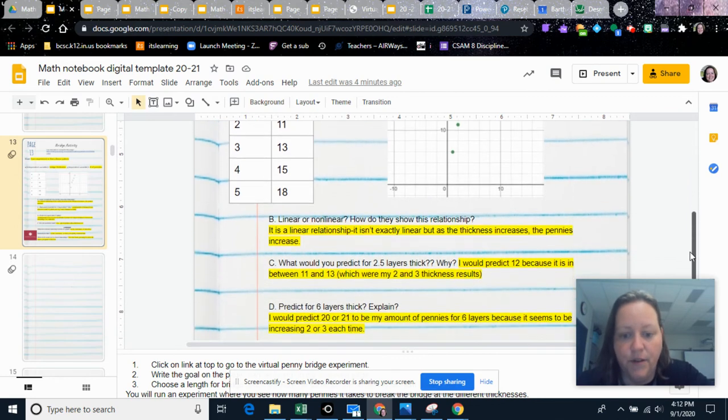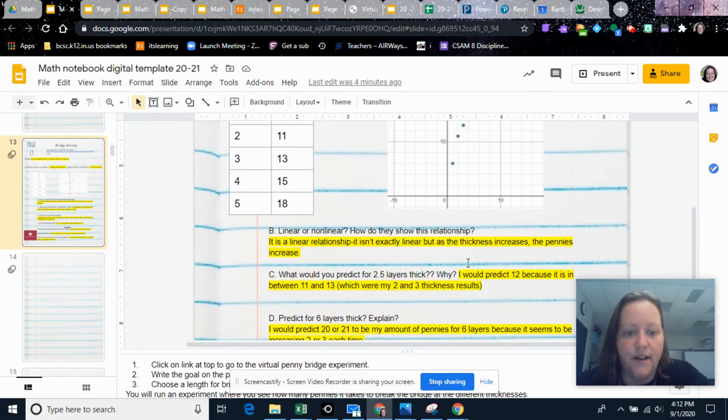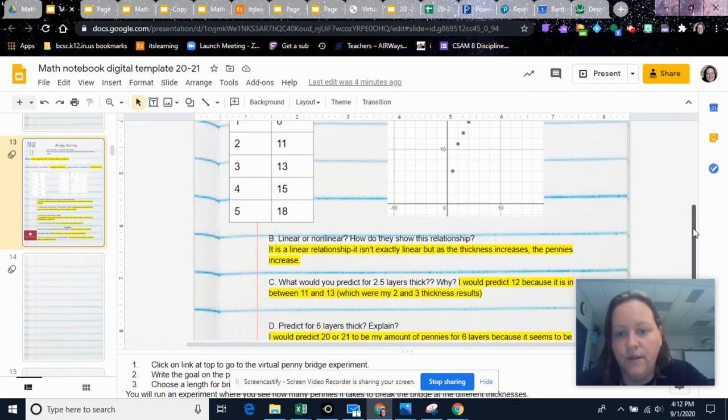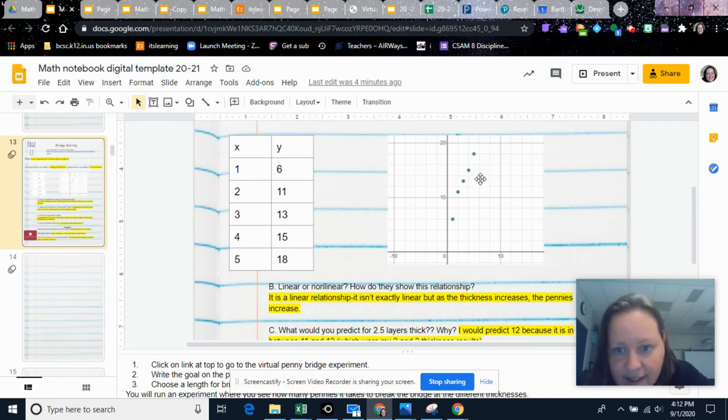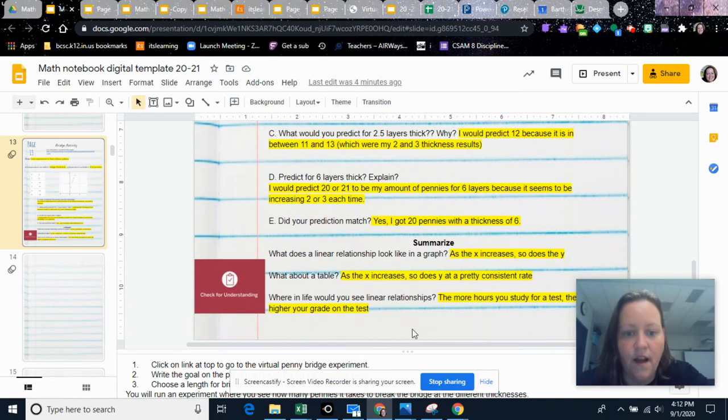And then you can do the same thing with 6 layers. You're just going to go up here. Every time, I'm seeing mine increasing by 2 or 3 each time. So at 6, it would either be at 20 or 21. You could also look at the graph here, and at 6, you would see that it would land about 20 or a little higher. So when I did my experiment, it did match. I got 20 pennies for a thickness of 6. So again, for 6 layers, I'd predict 20 or 21 because it seems to be increasing 2 or 3 at a time. And then yes, at a thickness of 6, whew, I got 20 pennies.